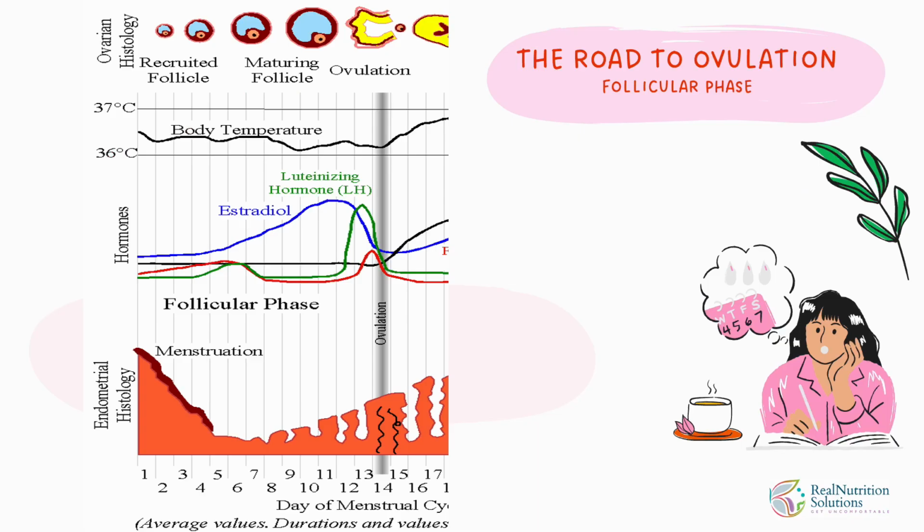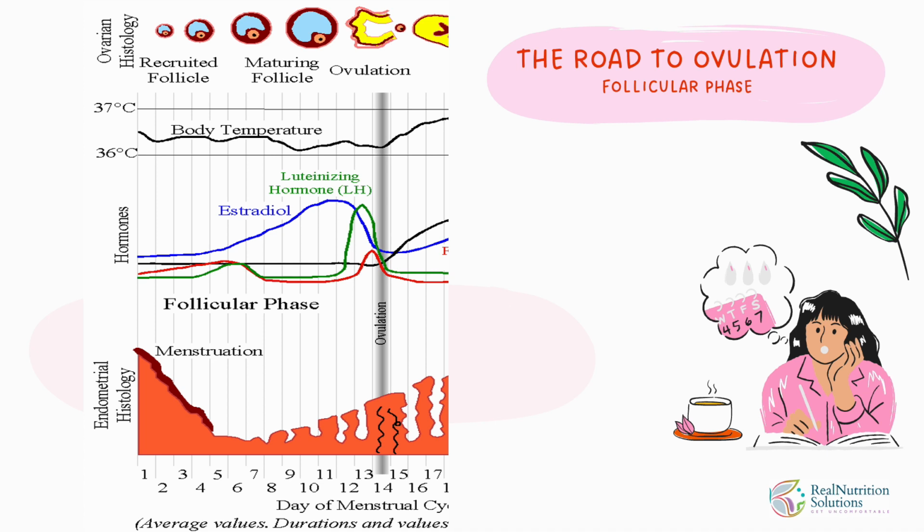On your screen is a graph depiction of the changes in hormone levels during the first half of the menstrual cycle, the follicular phase. Remember, this phase also includes menstrual bleeding. Let's do a quick review and orient ourselves to the various hormones.